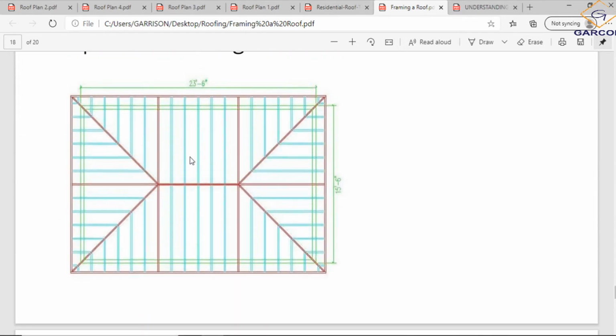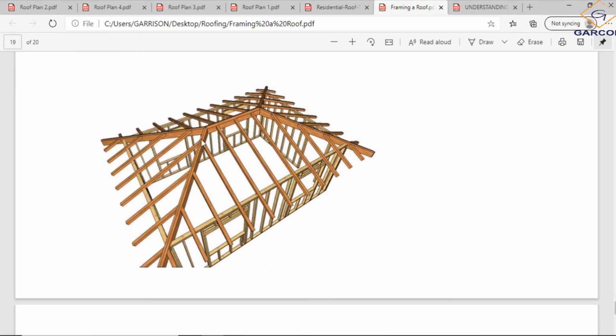So this same roof, your hip roof here, with all your rafters here. So see your hip rafter, your jack rafters, common rafters.